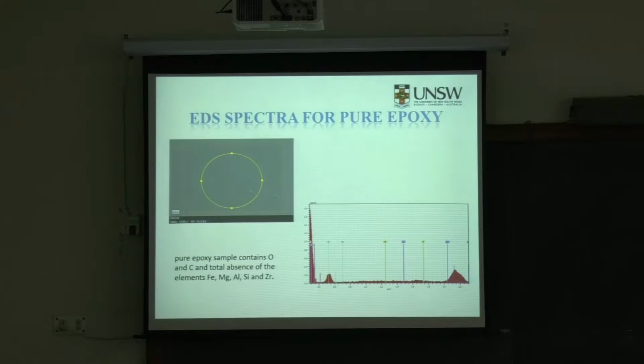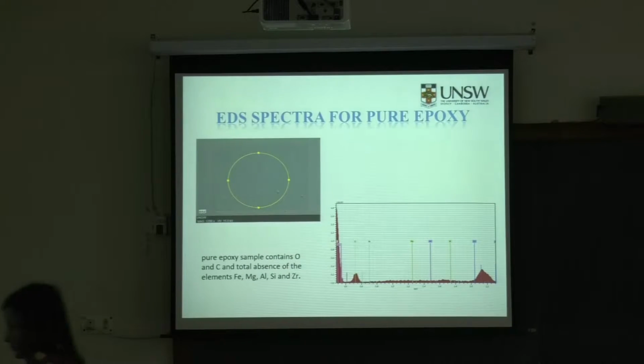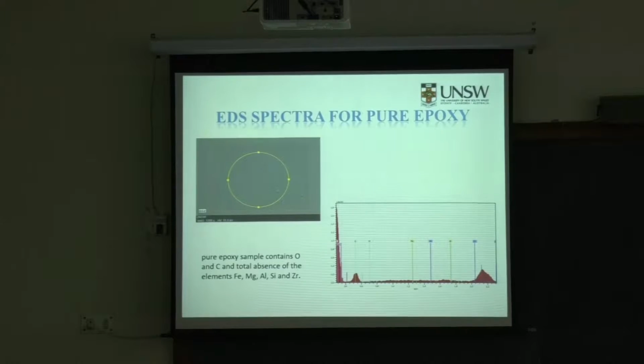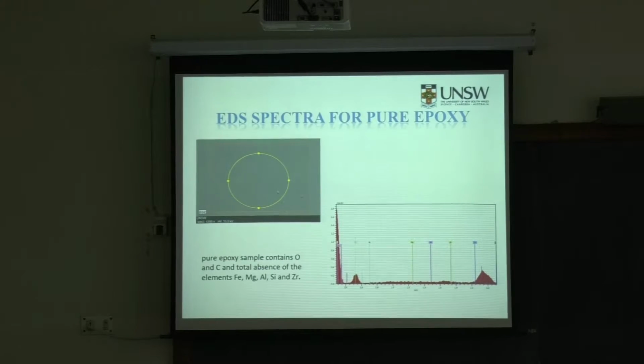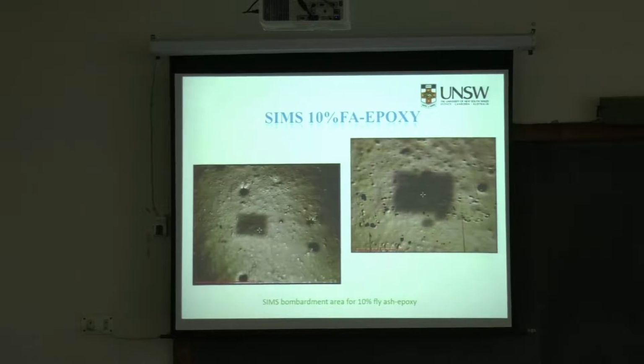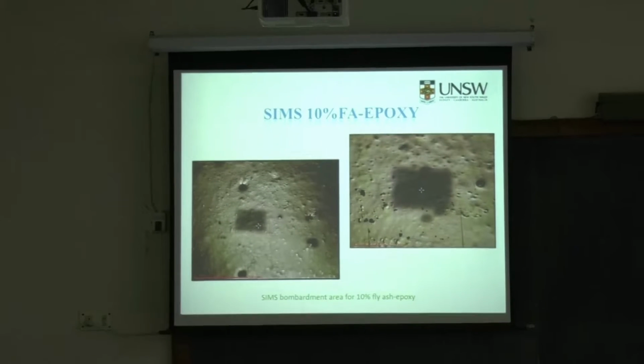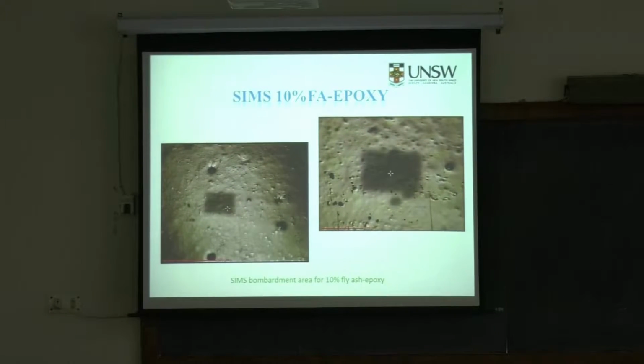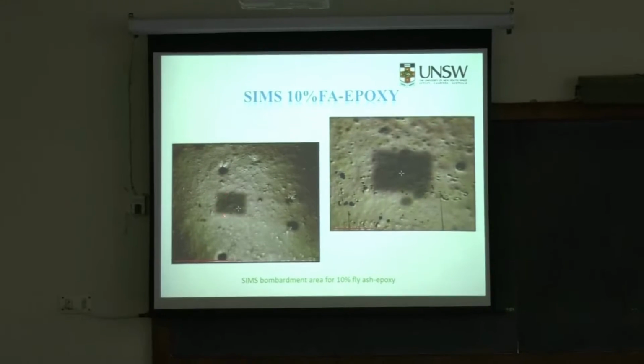So this is a good way to see what is there in fly ash and what is there in epoxy. What are the common things in these 2 materials? So your fly ash EDS, epoxy EDS, and then you can go to fly ash epoxy composites. So you have this 10% epoxy, and this looks like the SEM bombardment area for 10% fly ash epoxy. And then you do the SIMS study on this area, for example.